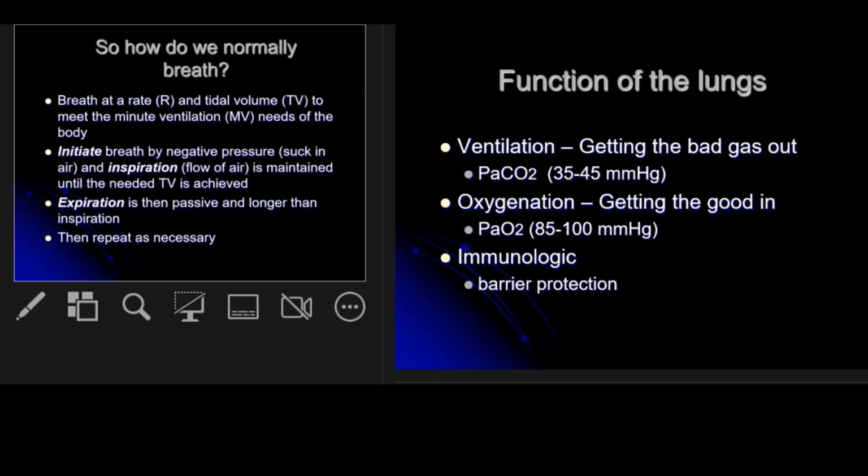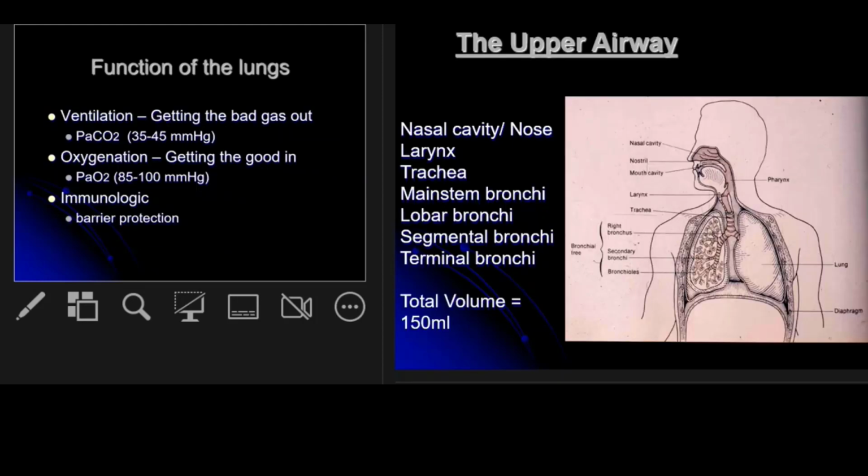We initiate breaths by negative pressure. Normally when we breathe spontaneously, our diaphragms contract and drop down, our chest wall pulls out, and so we create a vacuum inside and basically suck air in. Then when we exhale, it's all passive. We just relax, the stretch goes away, and most of the time we passively expire. Then we repeat this as long as necessary, which for most of us is our entire lives until we're no longer breathing.